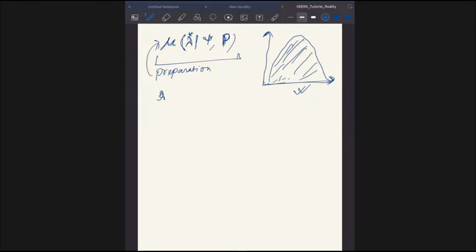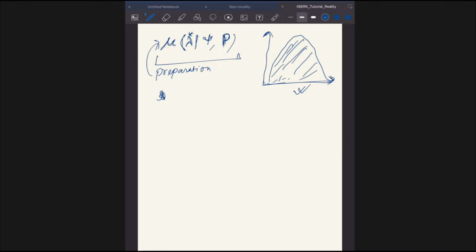The probability of that particular combination, these three things. I have a doubt. So you are saying that this P is a particular preparation, psi is a particular state in quantum mechanics. And for these two values, preparation and state, I can have different hidden variable values lambda. And this mu is the distribution of lambda for those two particular things, the state and the preparation. That is given.